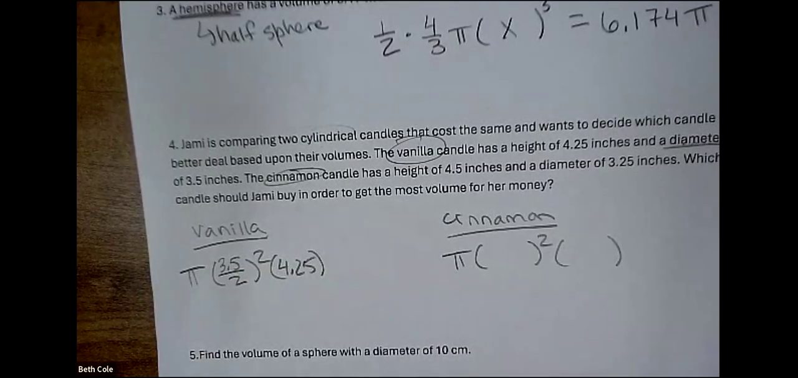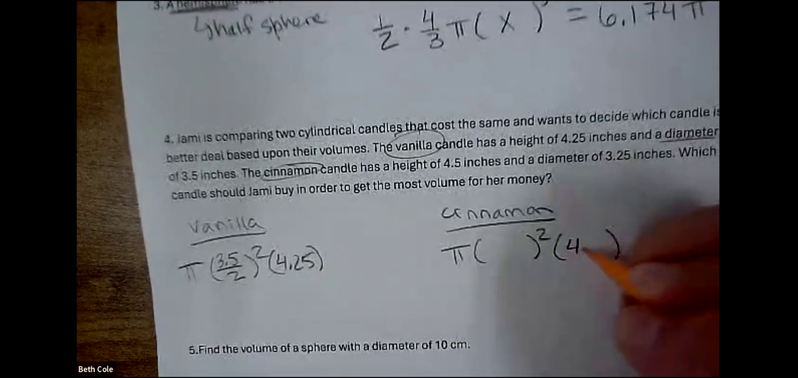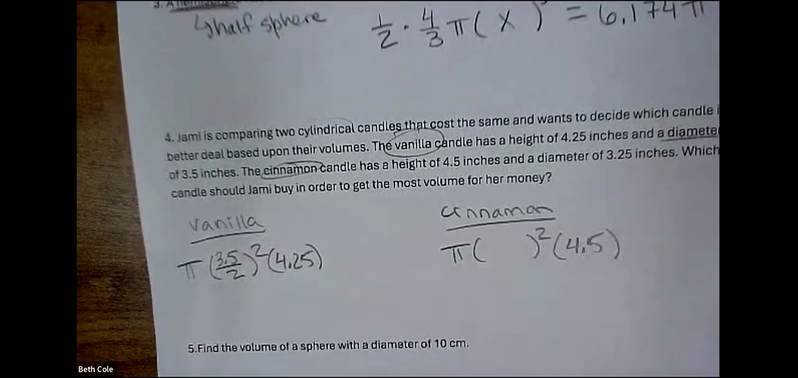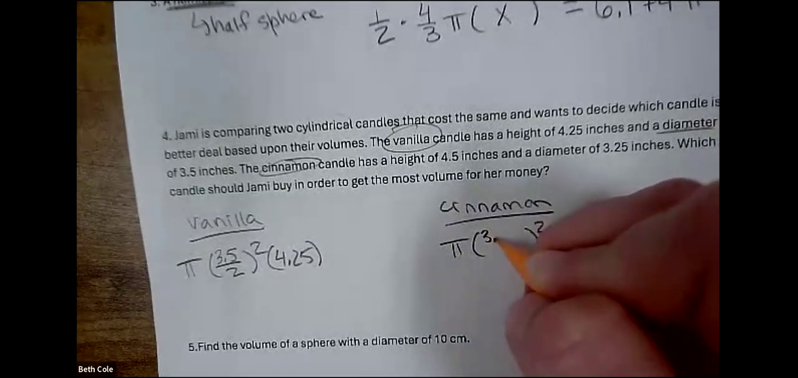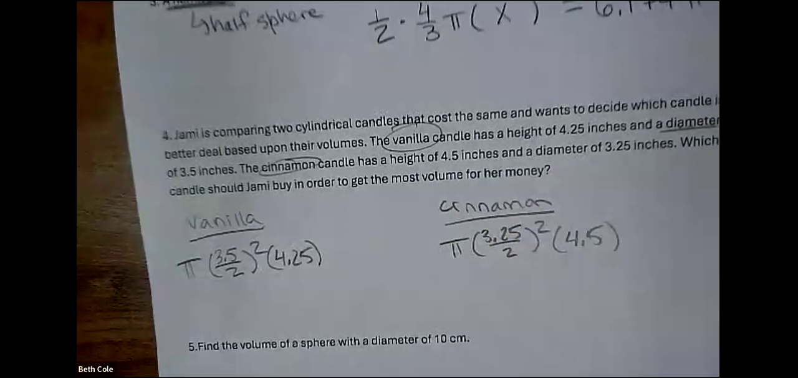All right, can you read through and find the same information for the cinnamon candle? Can you find the height of the cinnamon candle? 4.5 goes right here. And I think they did the same thing. I think they gave the diameter for that. Can you find the diameter of the cinnamon candle? Okay, so if it's 3.25, again, I'm going to have to take 3.25 and divide it in half. The radius is half of the diameter. And so again, I'll put that in the calculator and we'll see which one is larger.